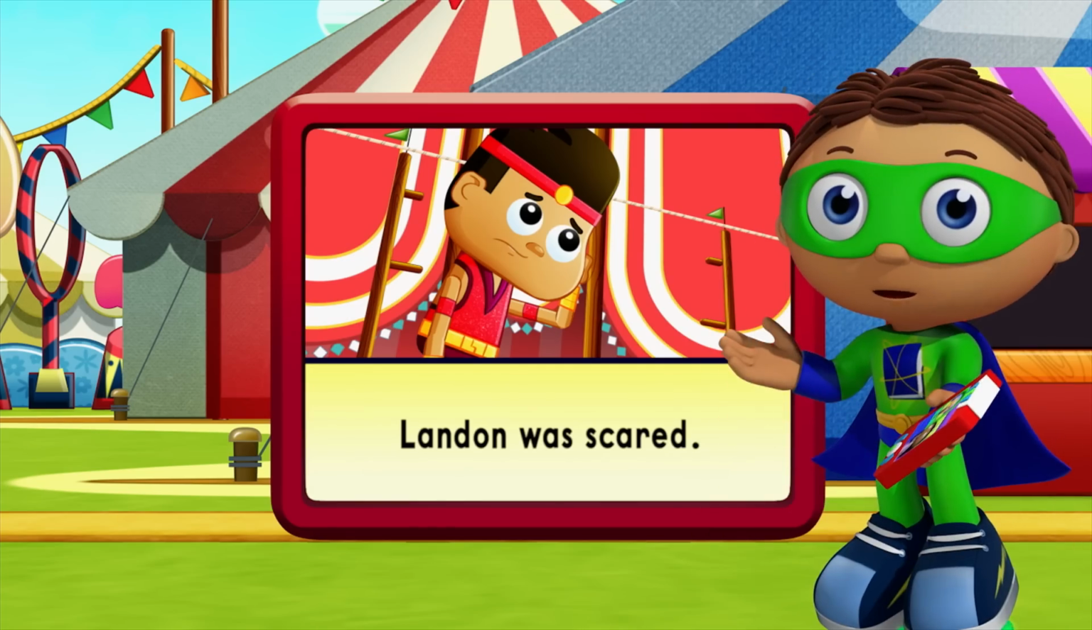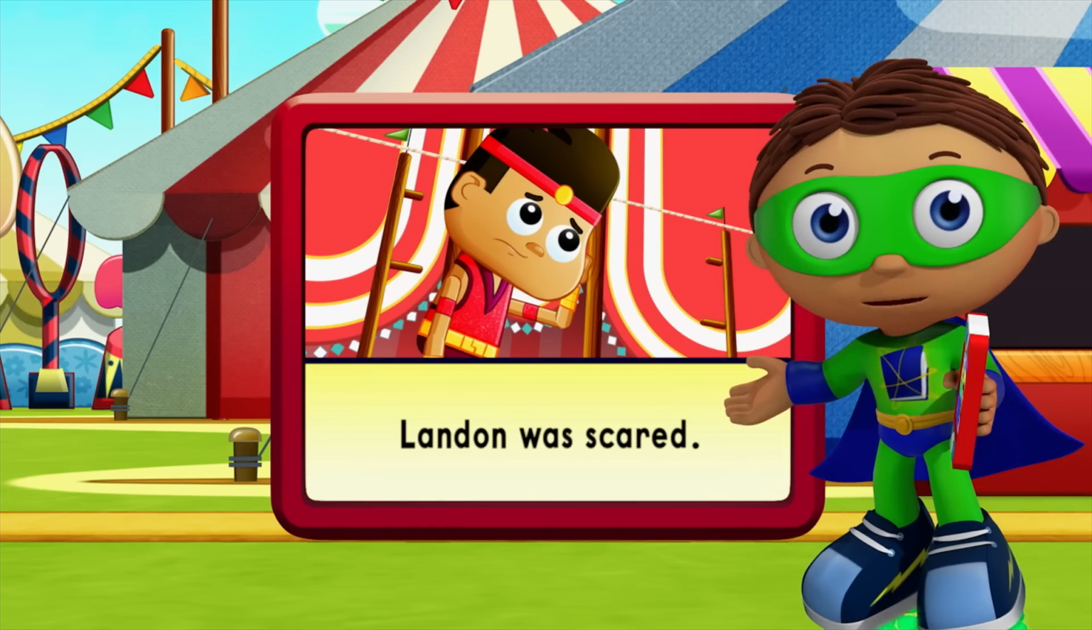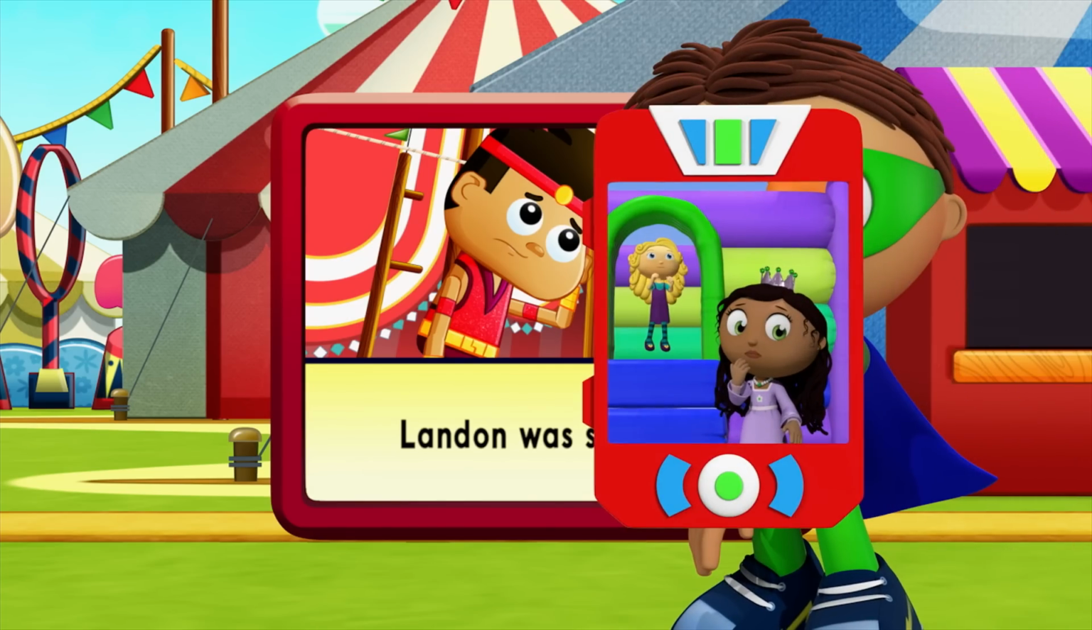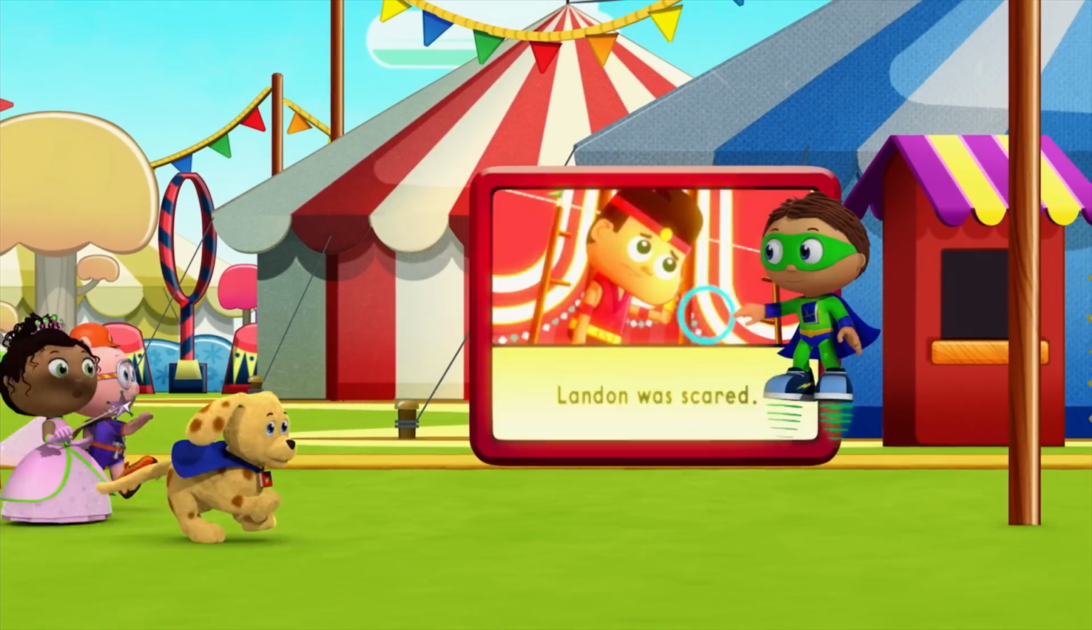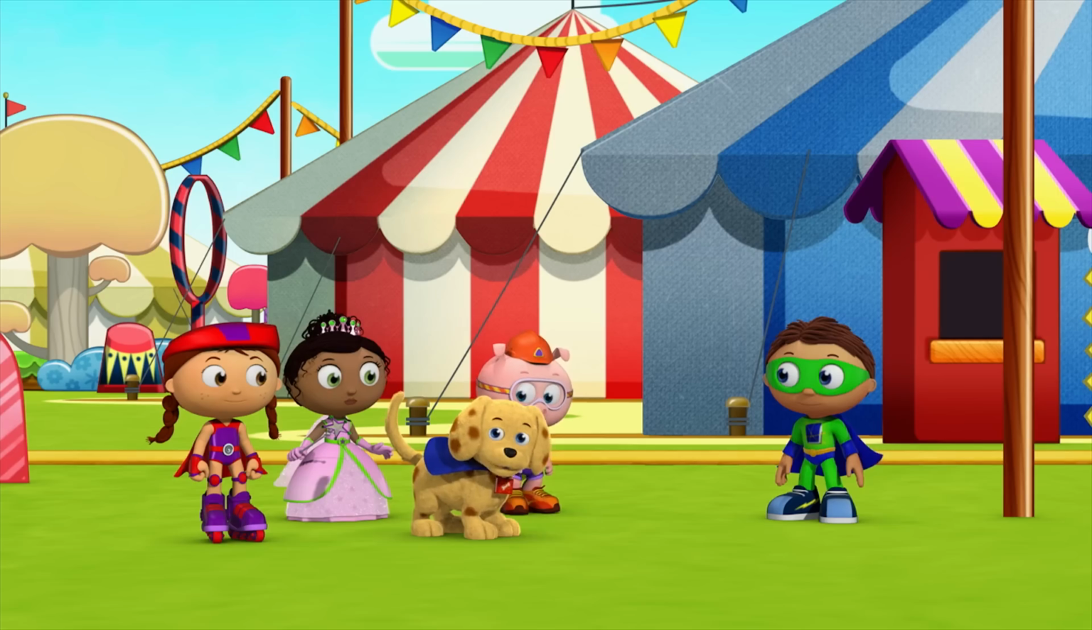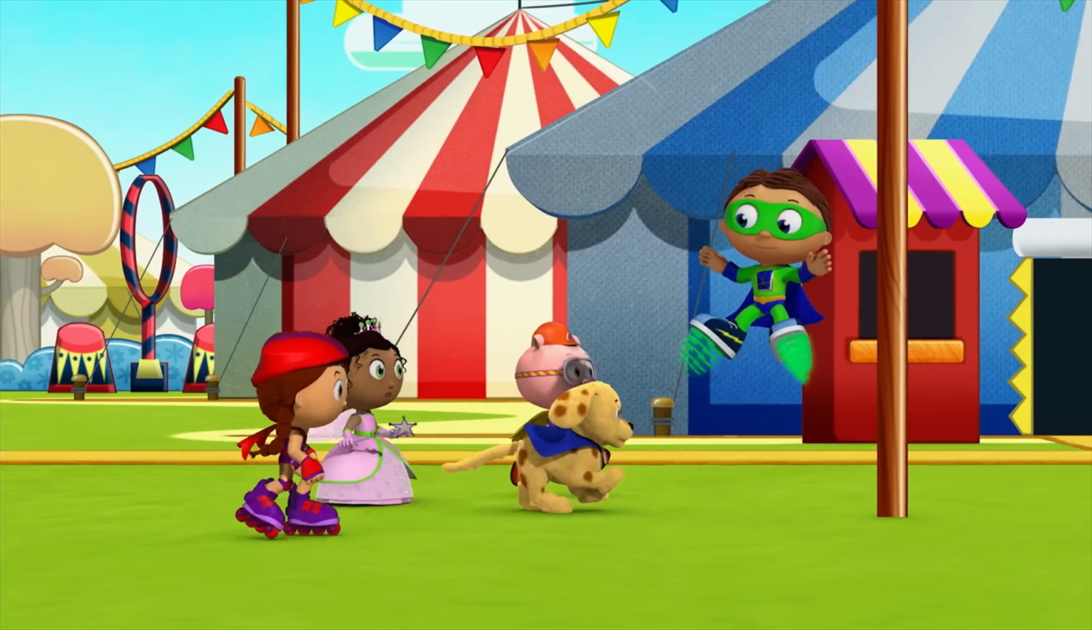And that, Super Readers, is why we are in this ebook. Princess P and Landon are both scared to do something. We need to find Landon and help him not be so scared. To the tightrope!